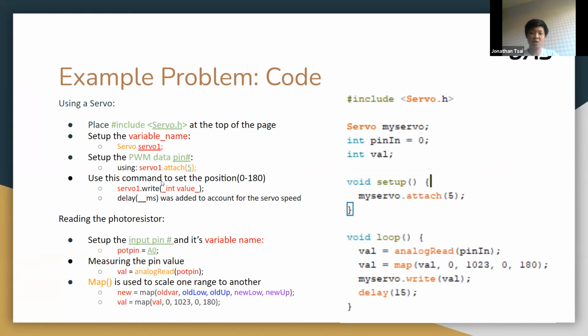And then anytime you want to move the servo, what you would do is you would put in the servo name, so servo1.write, and then you put in a value from 0 to 180 to represent your angular position.